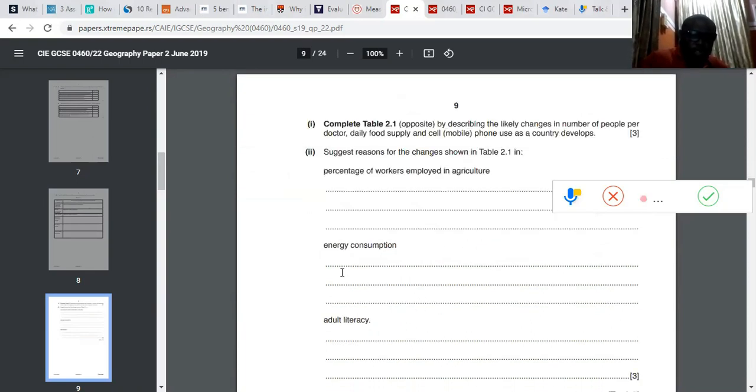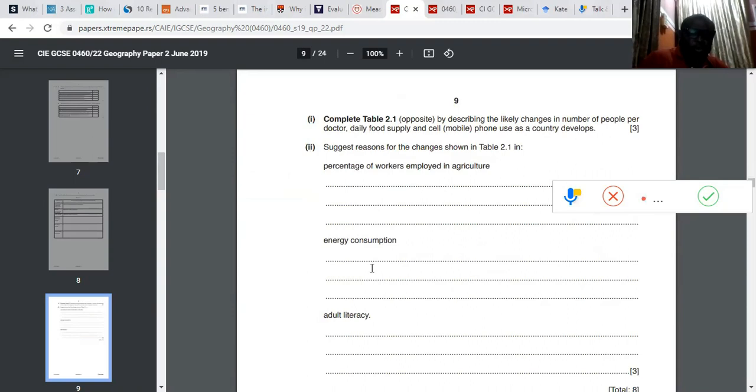Now for this one, energy consumption, it increases. So why is it increasing? Because as a country develops, there are more cars, so more fuel is burnt. As a country develops, more houses have more electrical appliances, so they use more electricity. And there are more industries that use fuel and different things, and all of that.